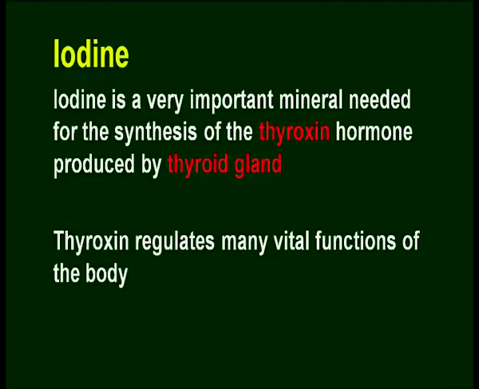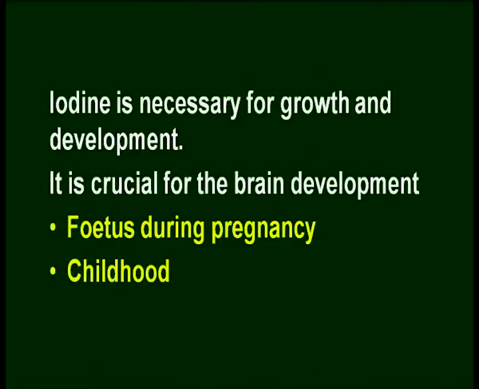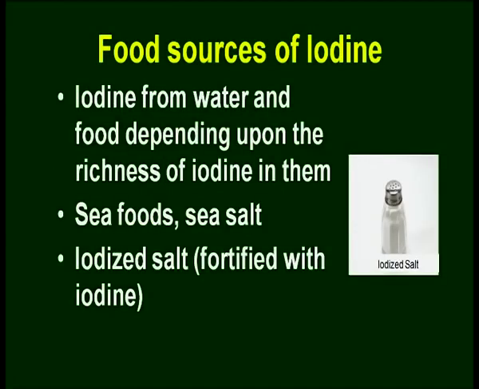which is needed for the synthesis of thyroxine hormone that is produced by the thyroid gland. And thyroxine regulates many vital functions of the body. It is essential for growth and development, and particularly brain development. During pregnancy, when the fetus is growing, iodine is very much essential, and during the growth and development period of childhood, iron and iodine are essential.